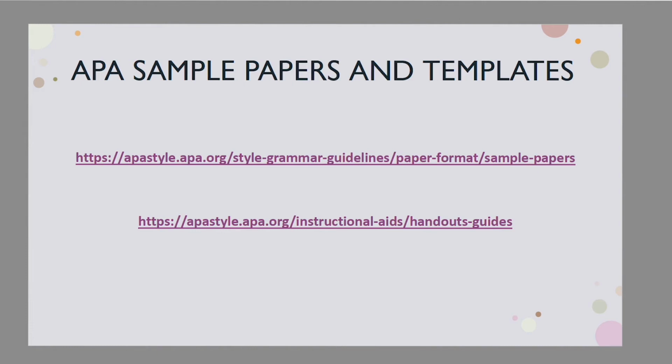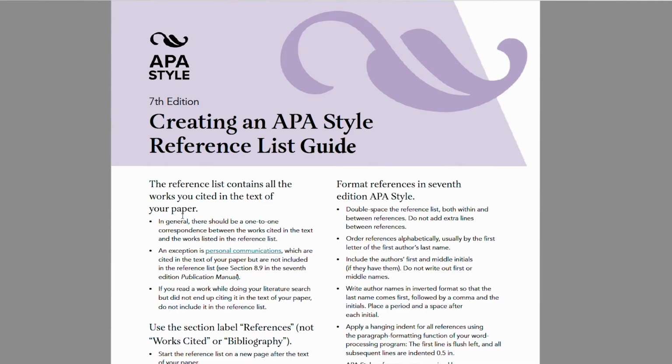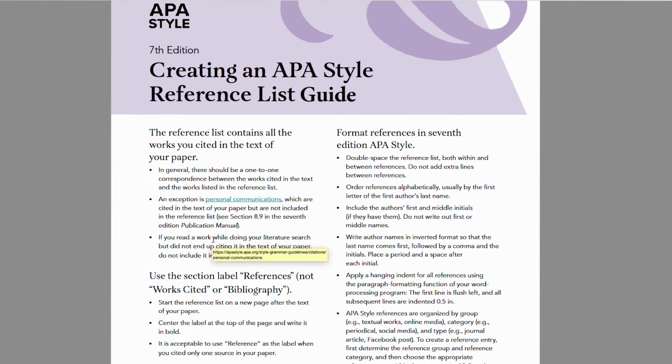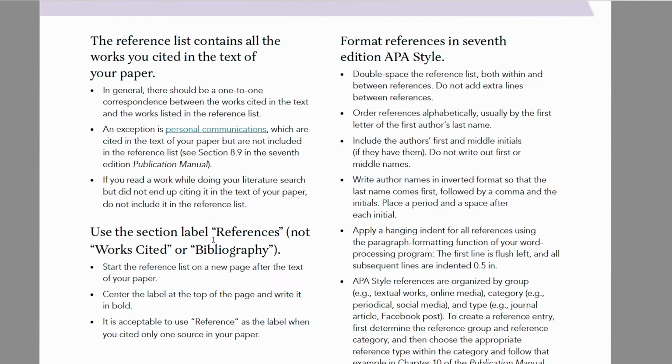So we're done with this today, and we're going to keep on moving to the next part. I'm not going to save this because it's important that we start talking about creating an APA style reference list guide. What does that mean? Well, the reference list contains all the works you cited in the text of your paper, on your last page. In general, there should be a one-to-one correspondence between the works cited in the text and the works listed in the reference list.